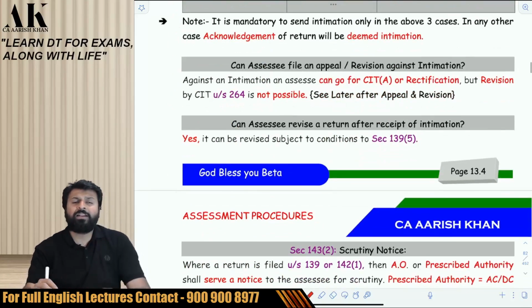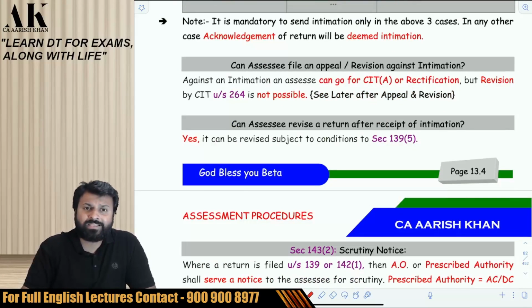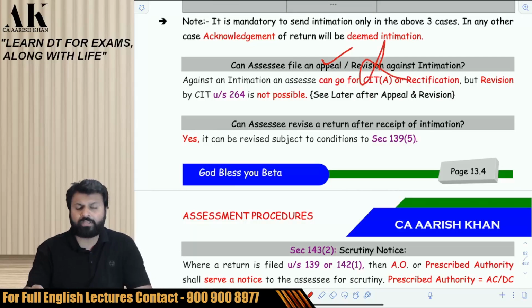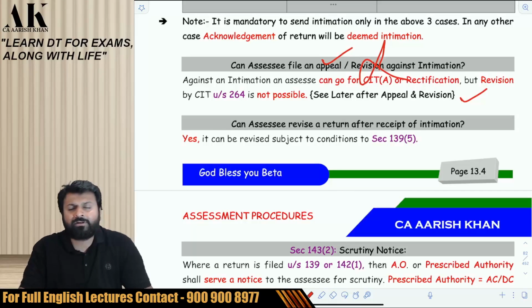If an assessee is not satisfied with the intimation, can an assessee file an appeal? Yes, it can file an appeal. Can an assessee go for a rectification? It can go for rectification. Can an assessee go for revisionary proceeding? Revisionary proceeding is not possible. For more information, see the chapter on appeal and revision later on.